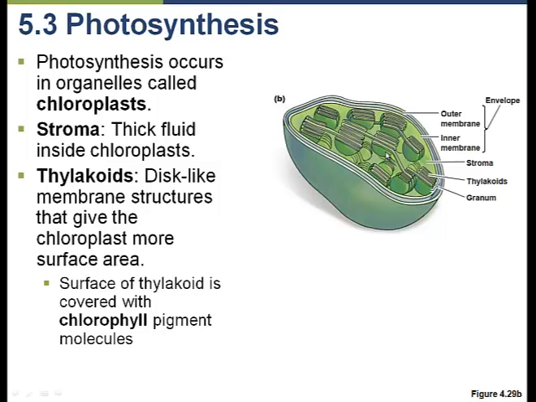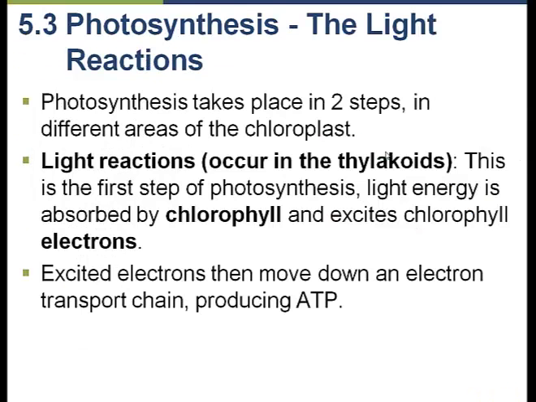And so if you are able to look very closely at the surface of that thylakoid, you would see that the thylakoid surface is covered with chlorophyll pigment molecules. It's actually the thylakoid that's responsible for absorbing light energy and allowing photosynthesis to occur. Everything that we talk about now pertaining to photosynthesis is going to occur here in those thylakoids. So photosynthesis takes place in two different steps. The first step is referred to as the light reactions. This is the step that occurs in the thylakoids, and the second step is going to occur out in the stroma itself. And so we'll start with the light reactions.